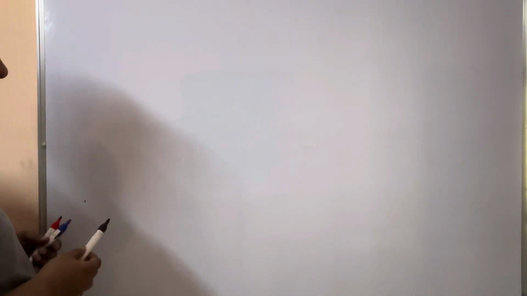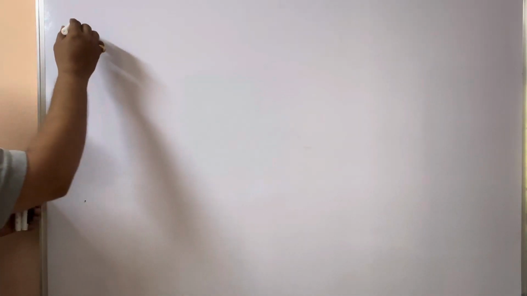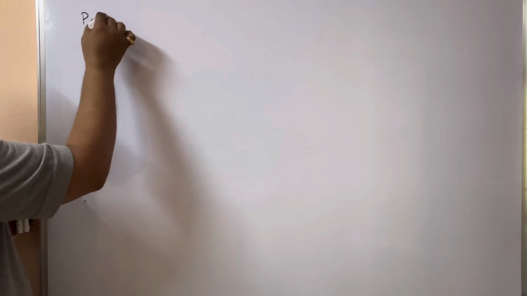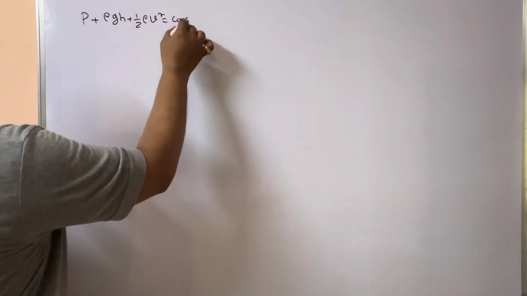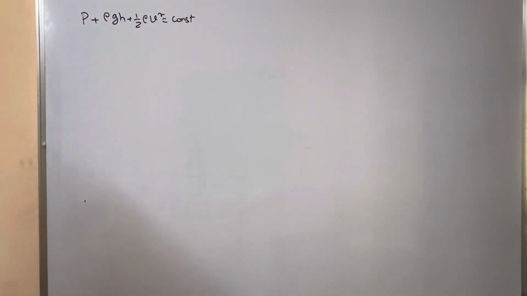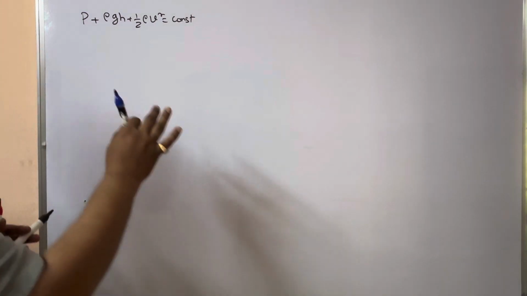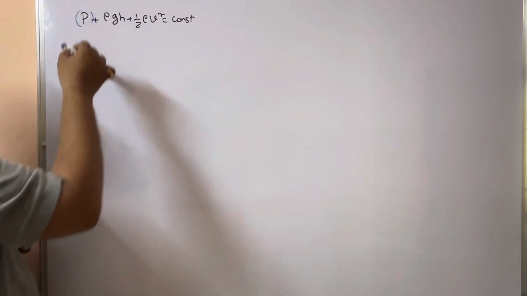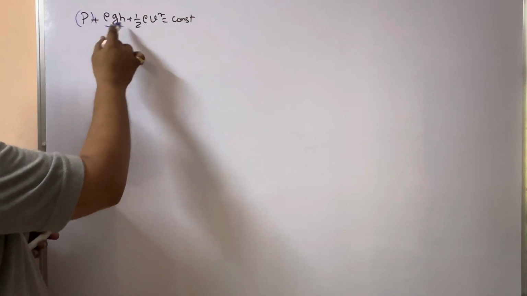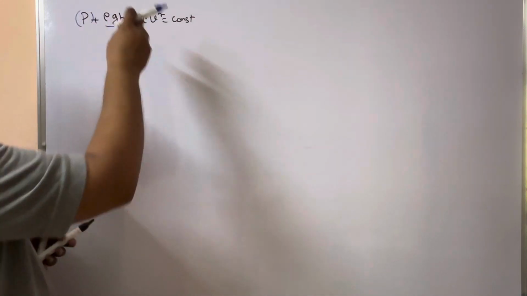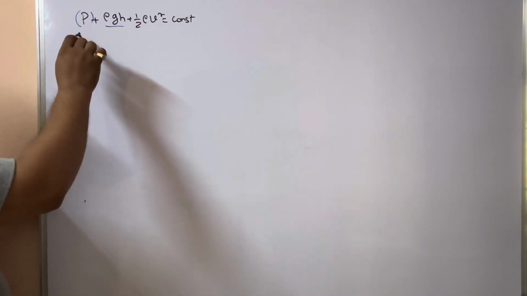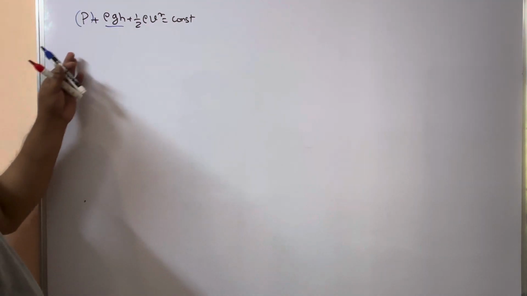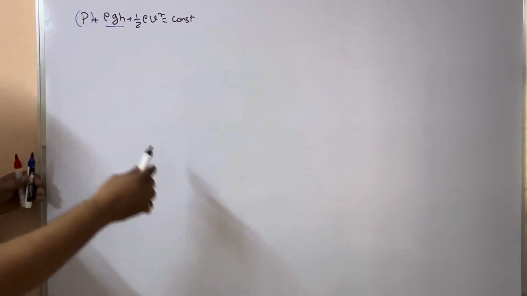We were discussing Bernoulli's principle. So what is Bernoulli's equation? P plus rho g h plus half rho v square equals constant. What is P there? P is not just pressure, but pressure energy per unit volume. Rho g h is potential energy per unit volume. Half rho v square is kinetic energy per unit volume. How these terms differ in different cases, we will see now.